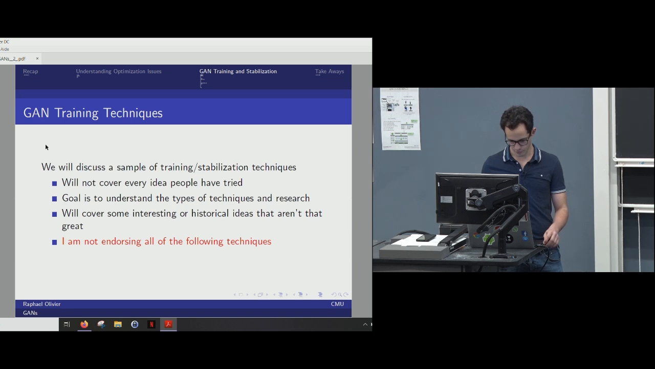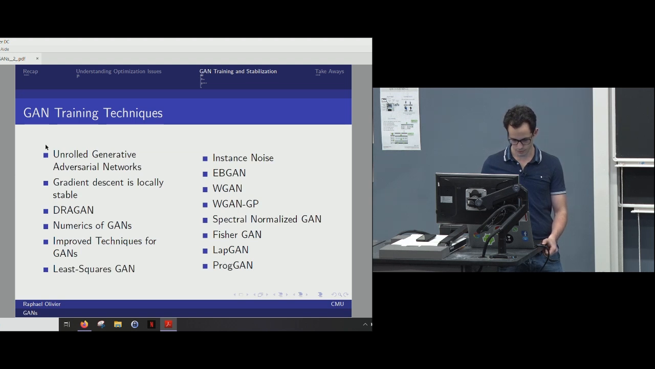We're not going to cover everything, but we cover something that's interesting or historically important, and they're not all good. So that's the list of the things we're going to see. You may already have heard of a few of them. WGAN in particular is pretty famous. Now when people say GAN, they usually mean that. So let's just delve into it.